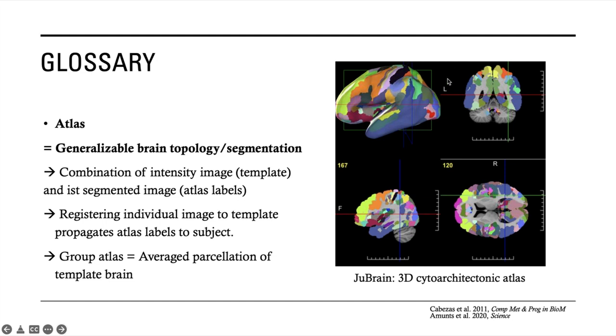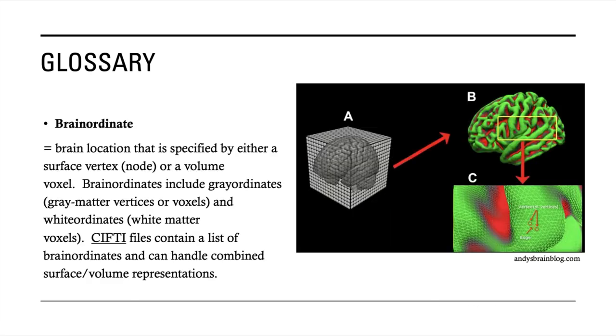If we register the individual brain, we can then propagate the information from this group average to the single individual, at least in a spatial topology, which doesn't mean that everything is passed over, but at least the spatial correspondence between the group average data and the individual brain is set. We can also say that a group atlas is a kind of average parcellation of a template brain, or a parcellation of an average template brain.